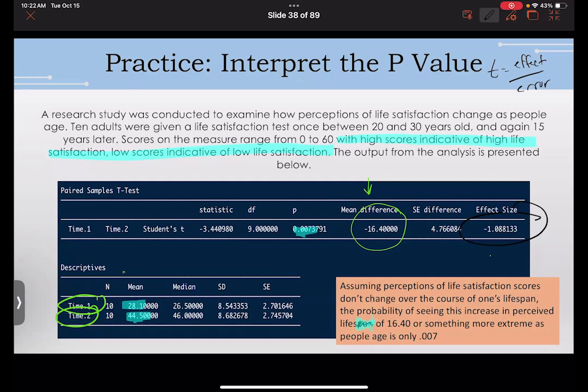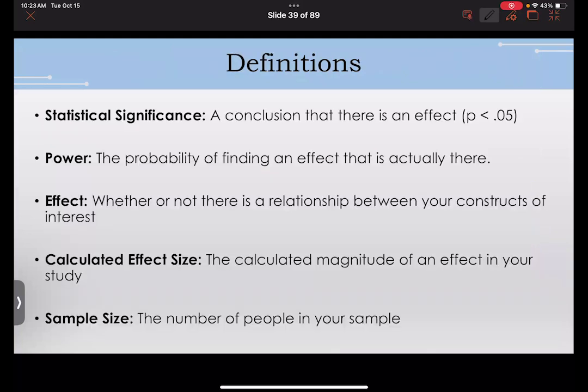Cohen's d is not designed to tell you about directionality. You can do that as a researcher yourself. You're going to tell me which one's higher or lower. This just tells me magnitude. Think about it, absolute value, right? It's just distance. So how many standard deviations away were these two measurement points? About 1, right? So people's life satisfaction when they were older was about a standard deviation higher than when they were younger. Good. Now let's talk about definitions.